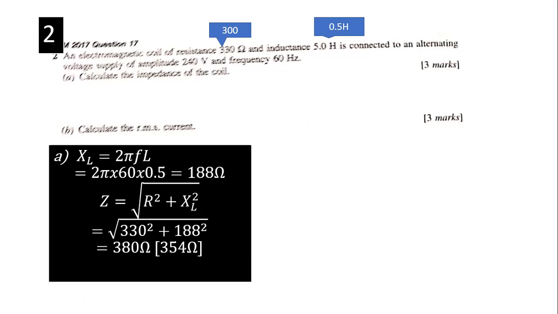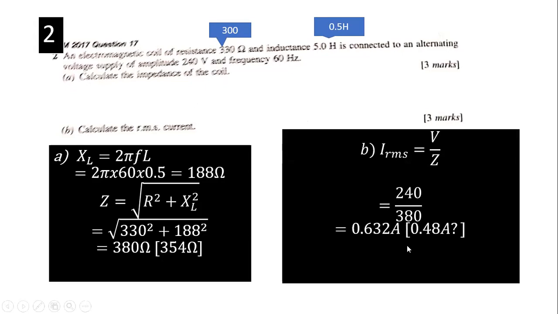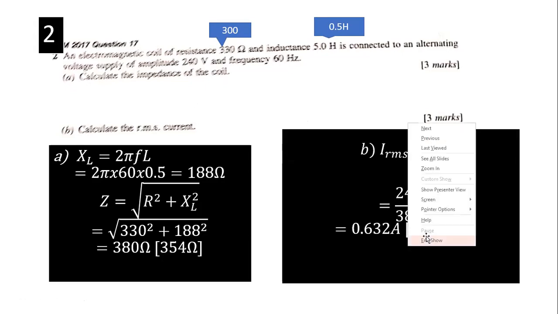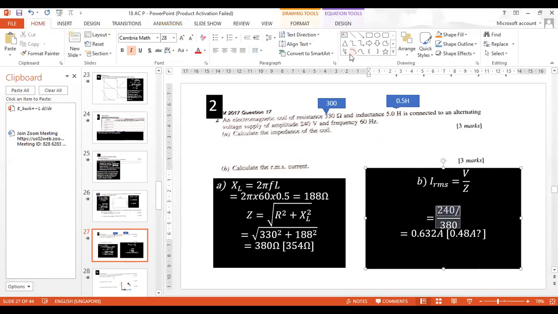Calculate the root mean square current. As in the previous question, if you've done one, you should be able to do the other one. The root mean square current is the root mean square voltage over Z. Remember this is maximum. How come? Oh, I know why I got it wrong already. Amplitude means maximum, so I have to divide by root 2. That's why I got it wrong. You can use a calculator to calculate it.